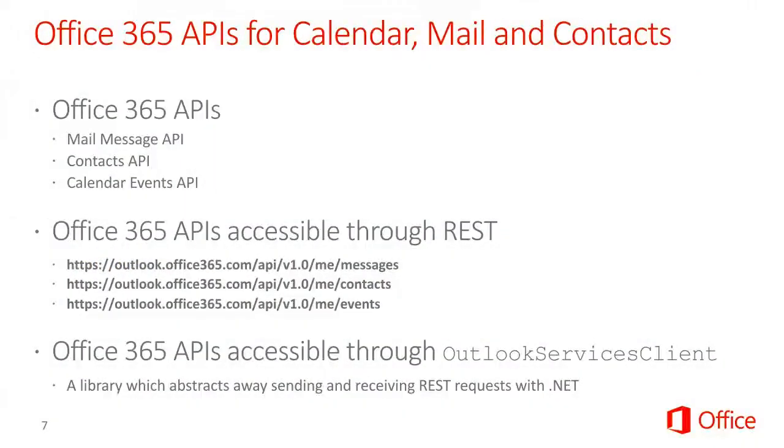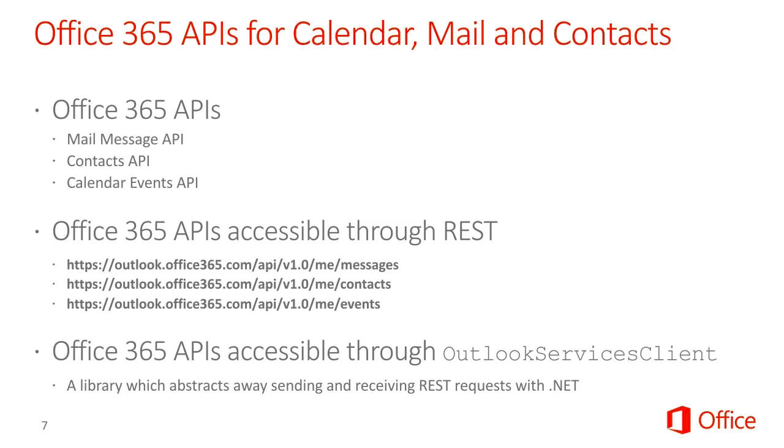The Office 365 APIs for calendar, mail, and contacts are all very similar. We have access to them through the outlook.office365.com endpoint. Specifically for mail, it's going to be /API/v1.0/me/messages.